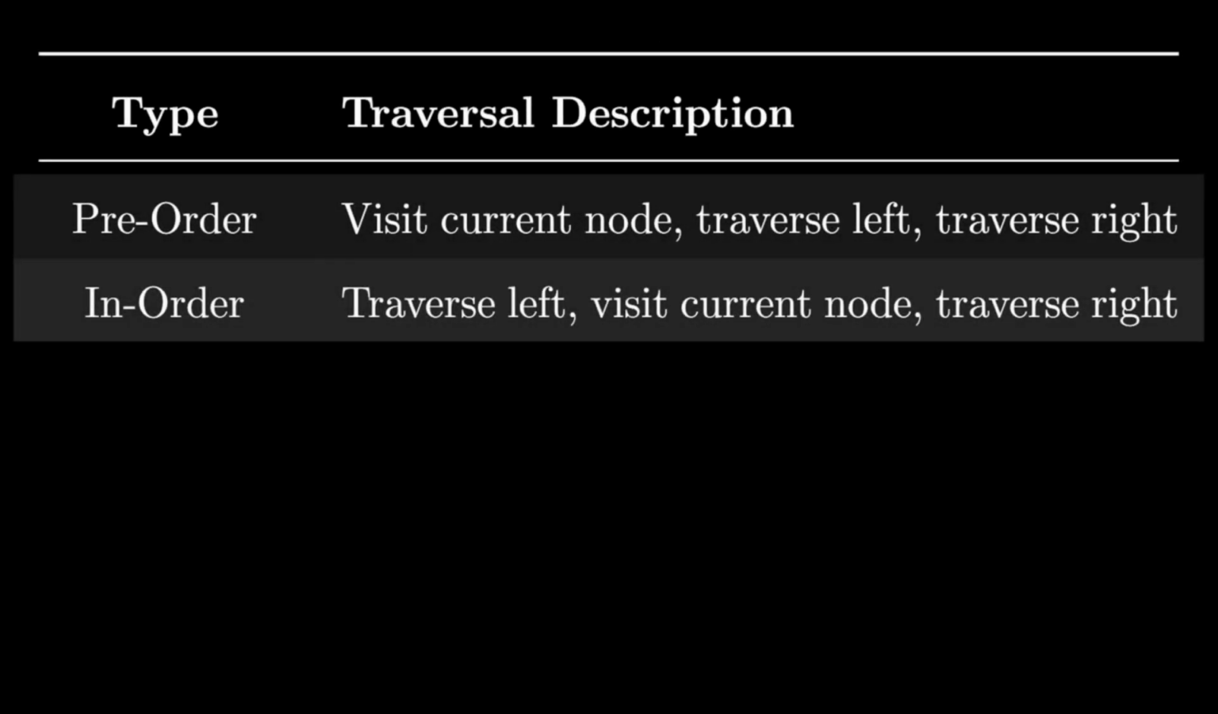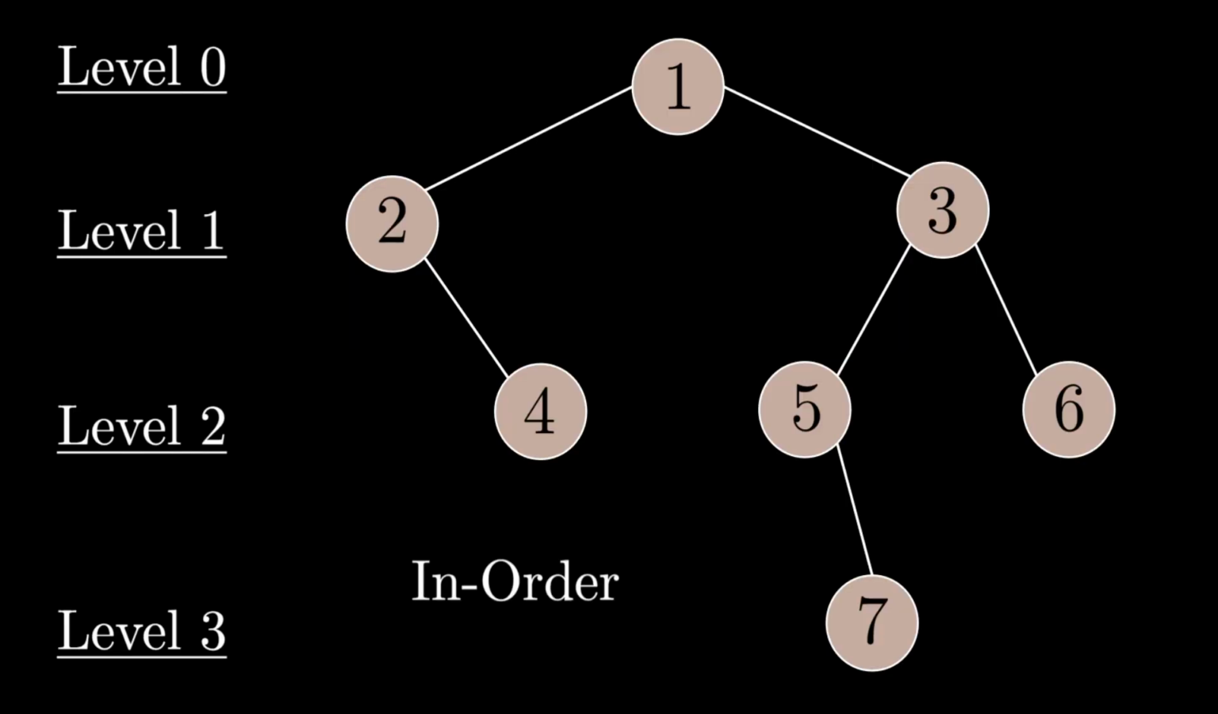Another important traversal is in-order traversal, where we recursively traverse the left subtree first, then visit the current node, and finally recursively traverse the right subtree. When we start the traversal, the current node is the root node, node 1, and we first go down its left subtree to node 2. From node 2, we again go left, but since there's no left child, we visit node 2 itself.